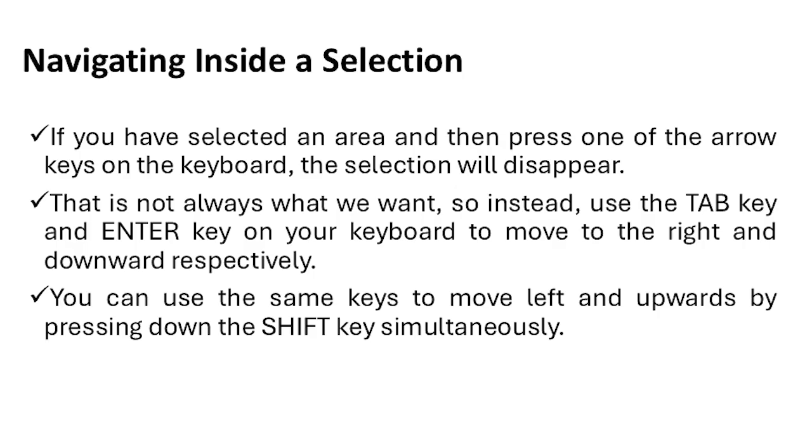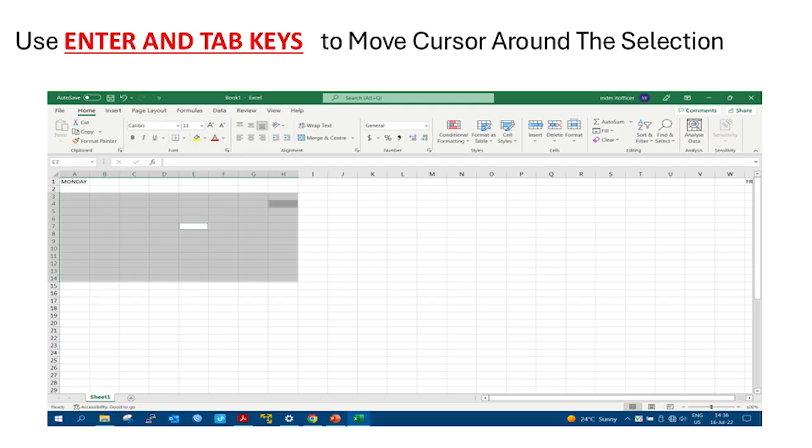Navigating inside a selection. If you have selected an area and then press one of the arrow keys on the keyboard, the selection will disappear. That is not always what we want, so instead, use the Tab key and Enter key on your keyboard to move to the right and downward respectively. You can use the same keys to move left and upwards by pressing down the Shift key simultaneously.